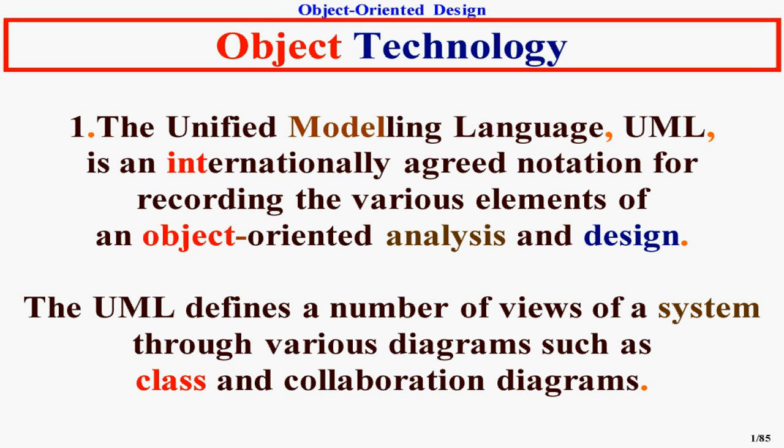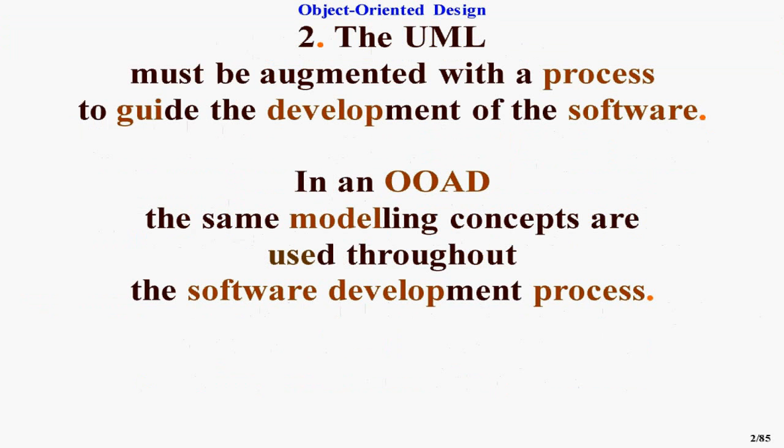Object technology. 1. The Unified Modeling Language, UML, is an internationally agreed notation for recording the various elements of an object-oriented analysis and design. The UML defines a number of views of a system through various diagrams such as class and collaboration diagrams. 2. The UML must be augmented with the process to guide the development of the software. In an OOAD, the same modeling concepts are used throughout the software development process.